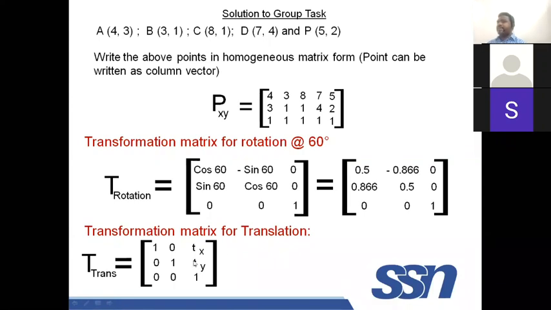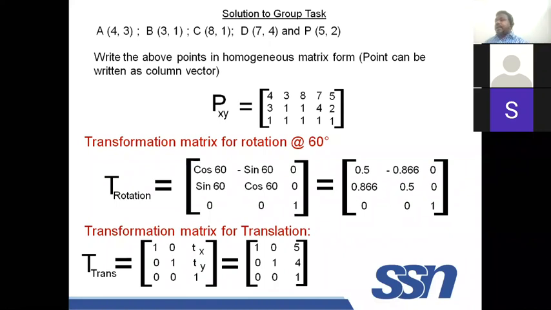Translation we have also discussed in lecture 3. Watch it once again. tx is in the x direction, how many units we are shifting, and ty is in the y direction. In this problem it is 5, 4: 5 units in x direction, 4 units in y direction. Therefore, it is written like this.